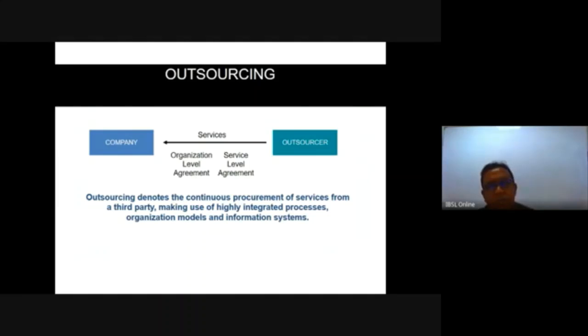And banks today have even gone and outsourced some of their services, especially the marketing and even selling functions, through agents, the company outsourcer. So there are agreements between two parties, and we have seen HSBC mostly use these outsource companies to market their products. These outsource companies are paid based on the business they canvass. Outsourcing denotes the continuous procurement of service from a third party making use of highly integrated processes, organization models and information systems.